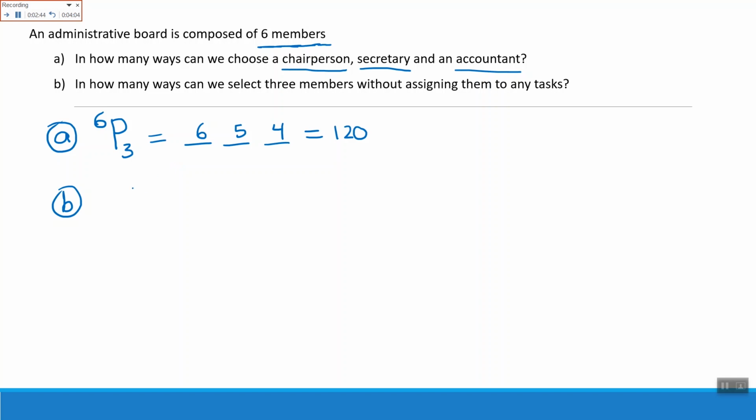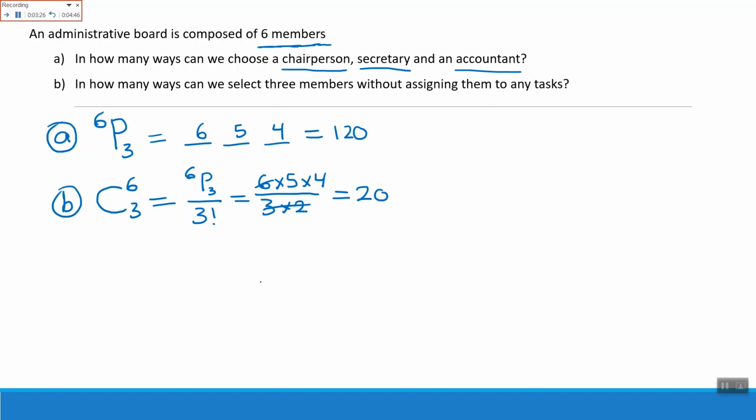They have the same responsibility. And if they have the same responsibility, it's not important whom you choose first or whom you choose second or whom you choose third. In other words, arrangement is not really important. And if arrangement is not important, it's a combination. So this is combination 6-3, which is evaluated as 6 permutation 3 over 3 factorial. 6 permutation 3 is 6 times 5 times 4. And 3 factorial is 3 times 2 times 1. You cancel 3 times 2 with 6 because they're both 6. You get 5 times 4, which is 20. So the answer to part B is 20.